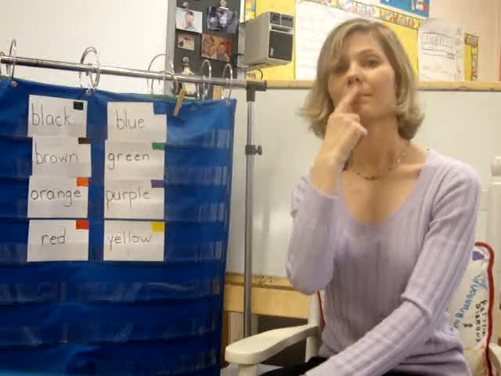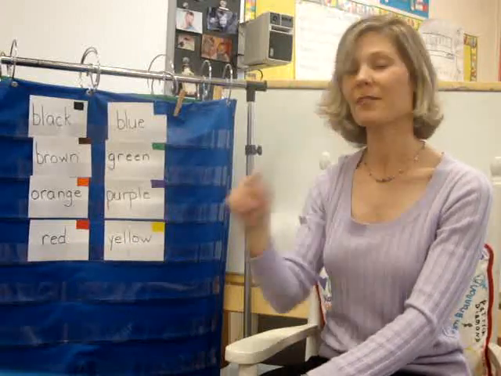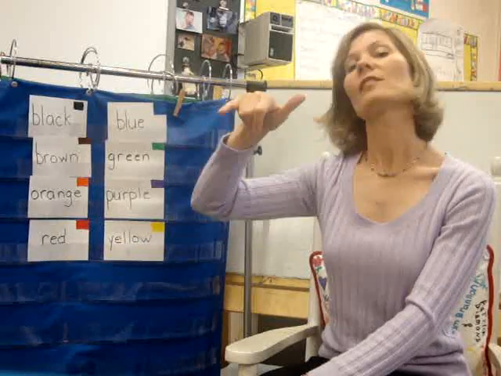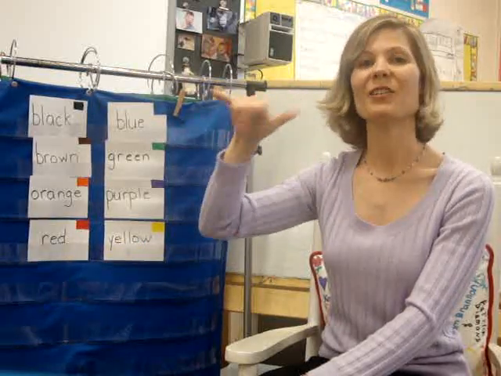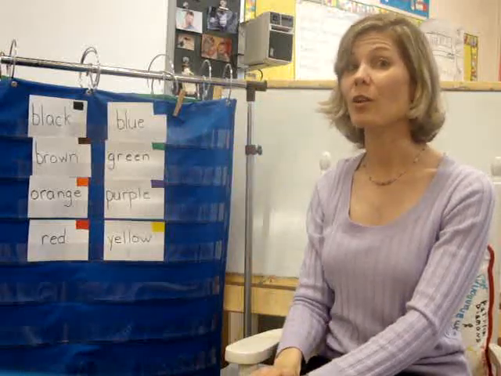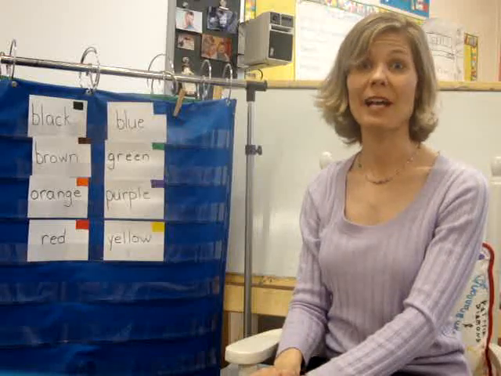Red. Red. You use your index finger near your mouth. And yellow. Yellow starts with Y, so you make the sign for Y, and then you wave it back and forth. Yellow. Then what you can do is you can call out a color, for example, green, and have the children show you the sign back to you.